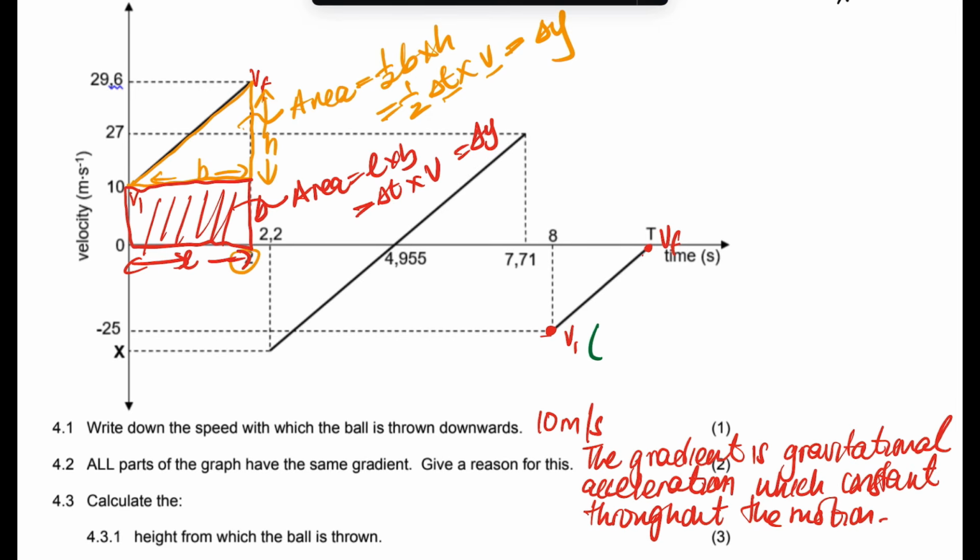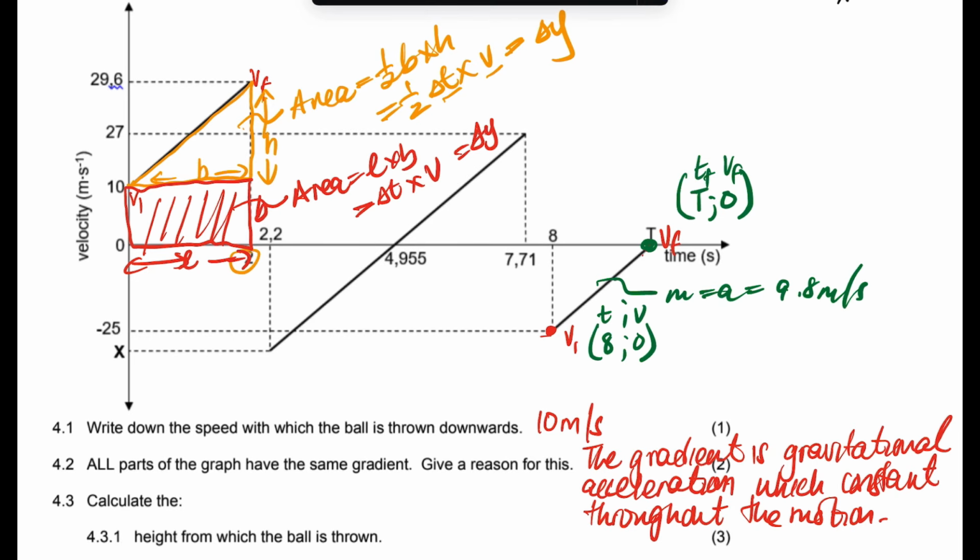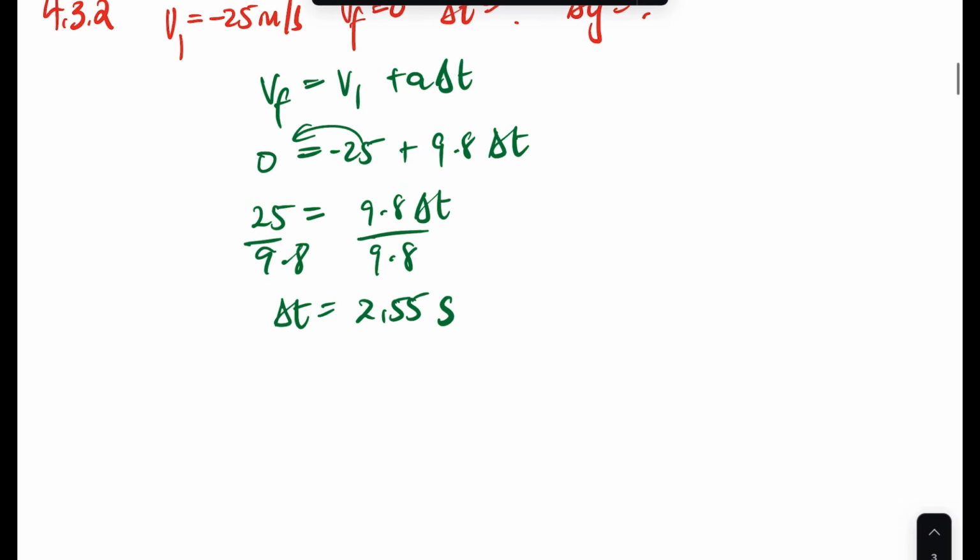So we have a point here, it's 8 and 0. That's our initial point, where this is the time and this is the velocity. Then at this point we have a point t and 0. That's the t final and the v final, and the acceleration there, which is the gradient, is equal to 9.8, and it's positive.